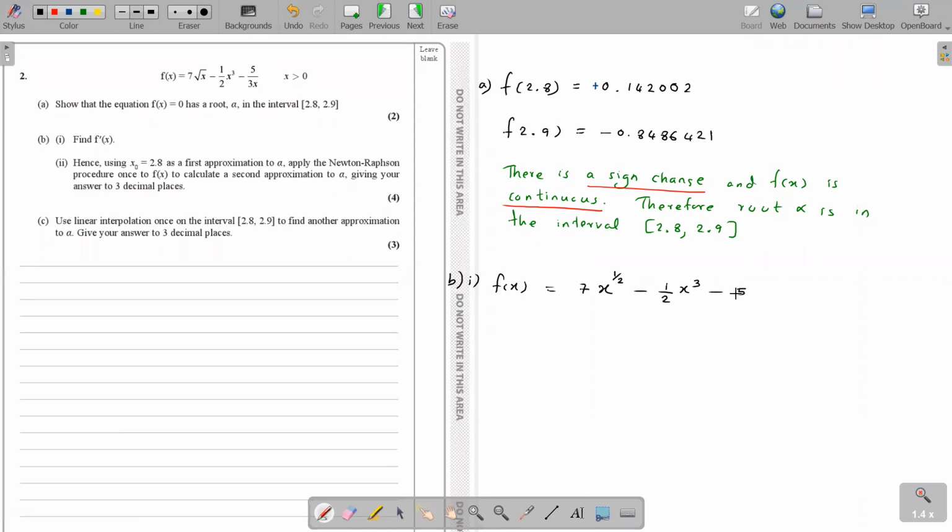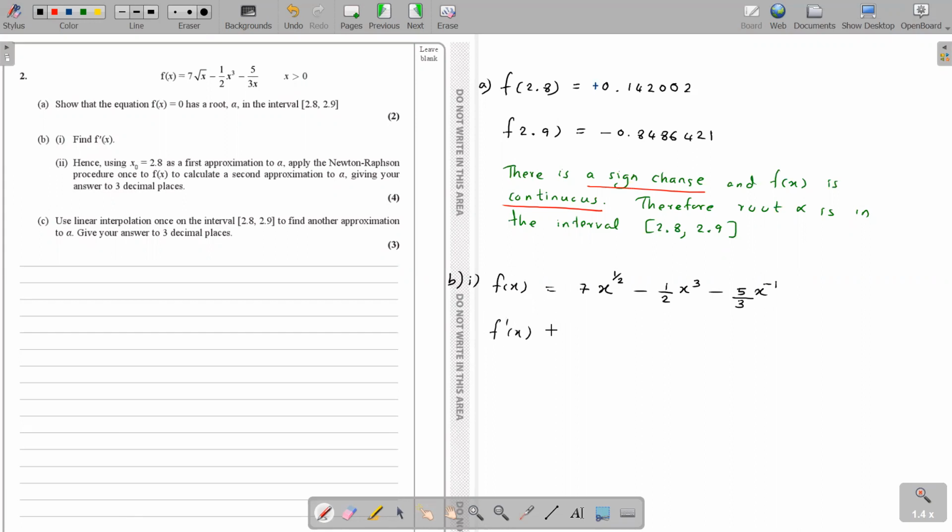Now you can see x in the denominator. When you bring it up, does the 3 also come out? That's one of the main mistakes that many people do. The 3 will be down here. Do not bring it up. Just the x comes up. So 5 over 3 and we have x to the power minus 1. So now we are ready for f dash x.